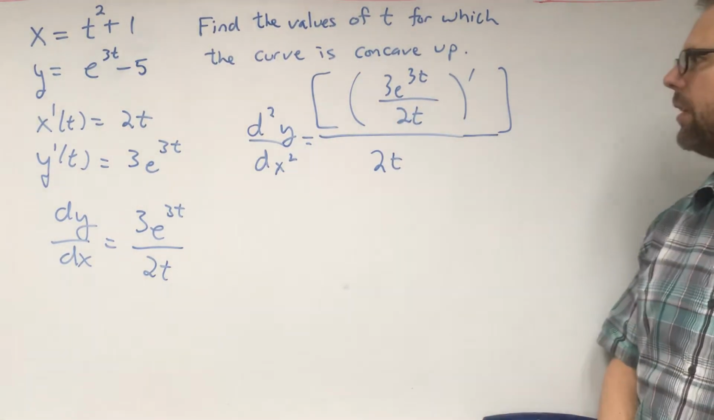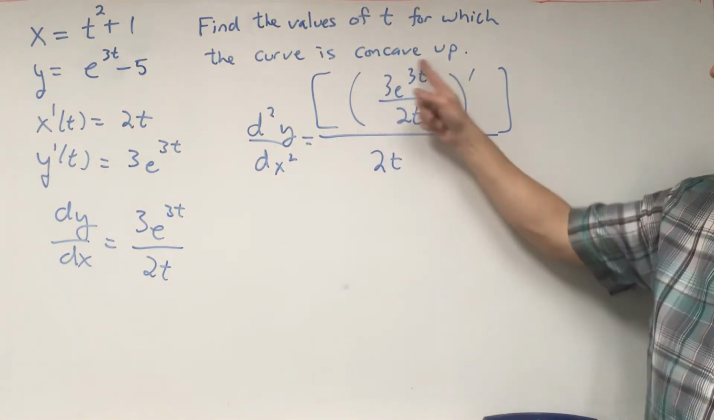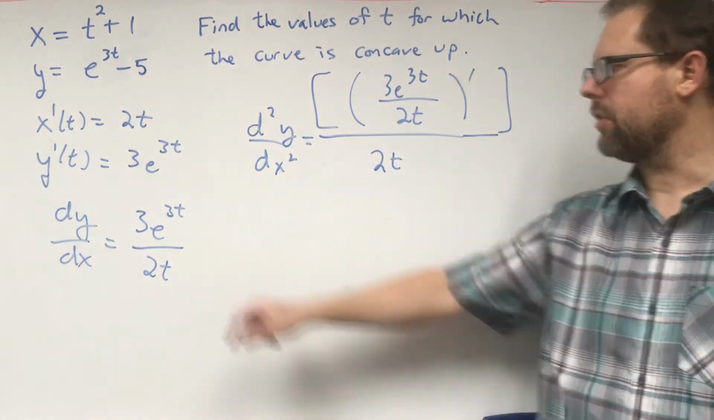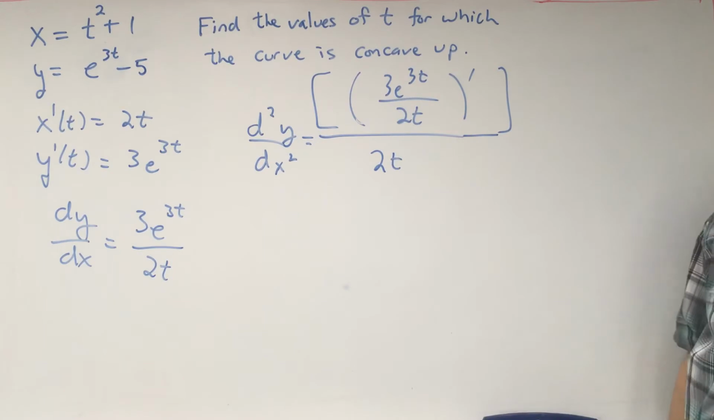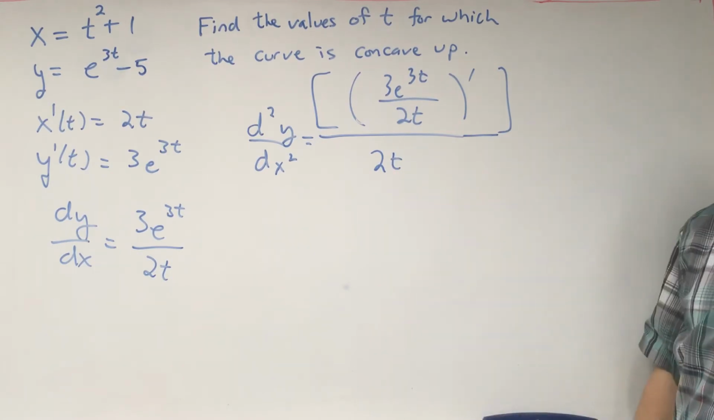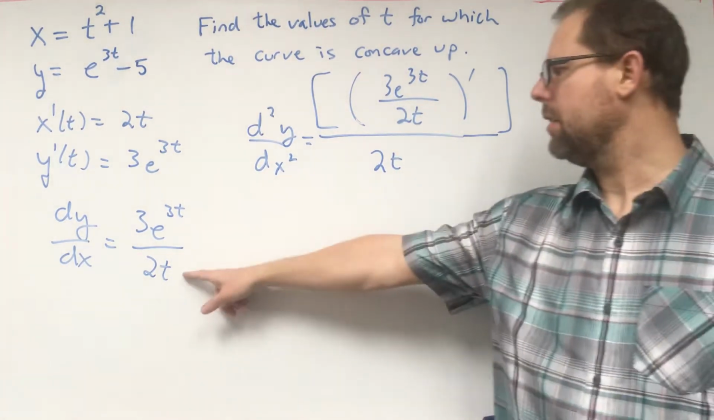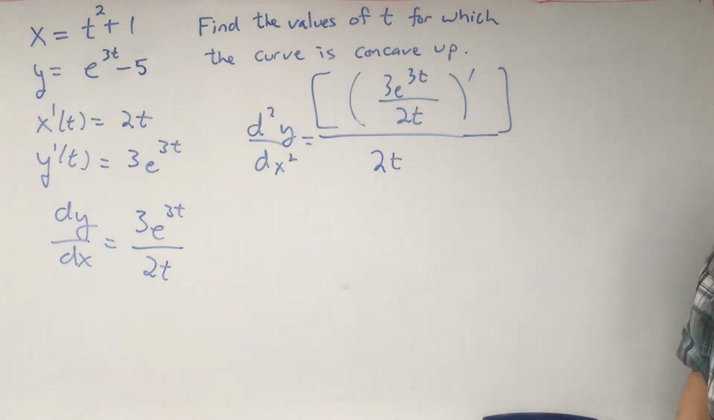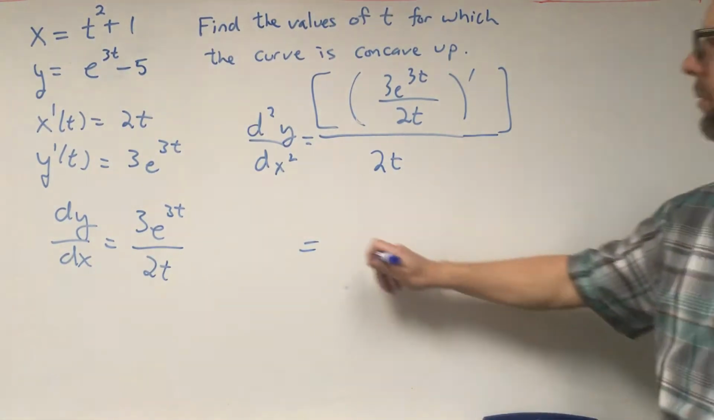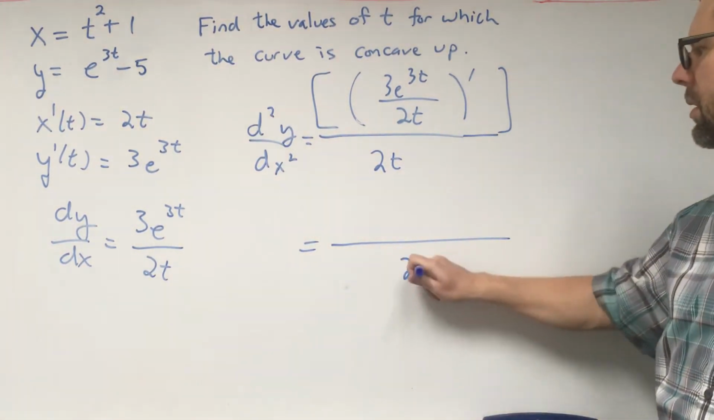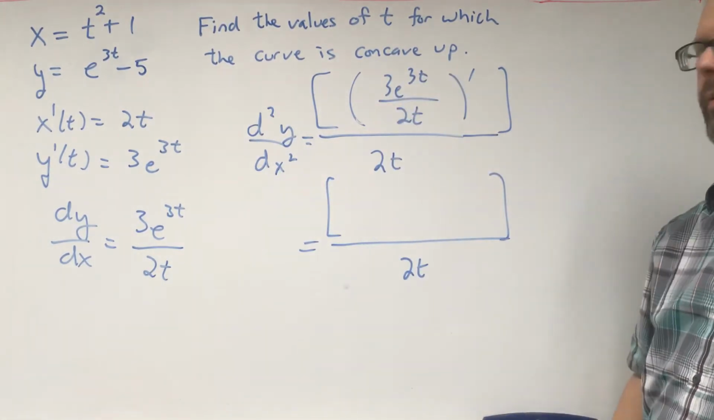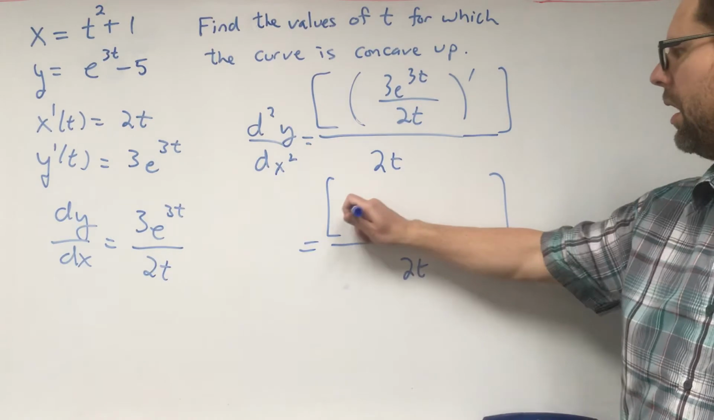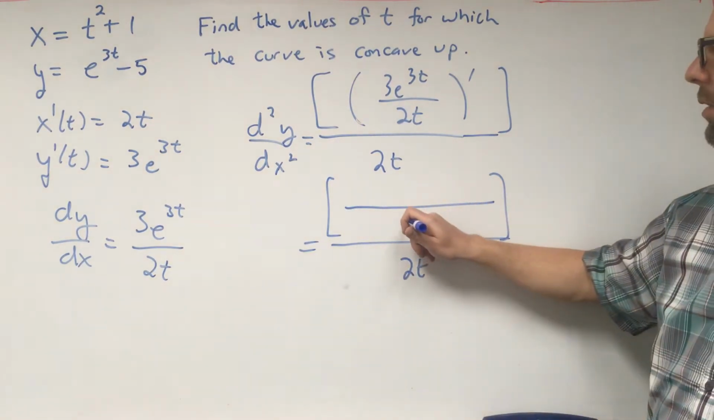So let's pause here. In these parentheses I have the dy/dx in terms of t that I found before, and I'm going to differentiate that. On the bottom, I've got x prime of t, just like I did before. So we're going to use the quotient rule to compute the derivative here we need for the numerator. On the bottom, we have 2t quantity squared.